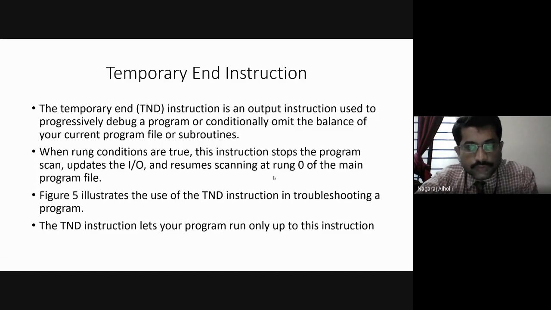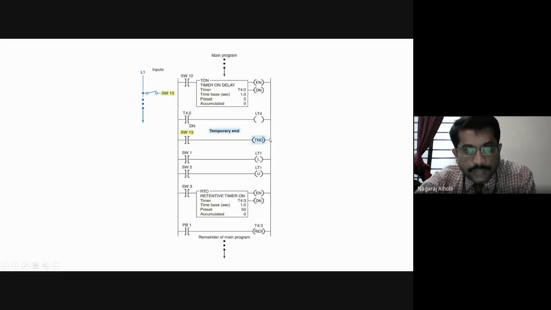Suppose we have introduced the temporary end at this portion, switch 13. When we press it, it is closed, so the TND instruction is enabled. We can scan this complete program from this switch 12, T4:2, up till this. Suppose we place this TND here, at LT1, latch timer 1, and U, the unlatch coil. Then we are able to scan the program right from the beginning up till this switch 2.